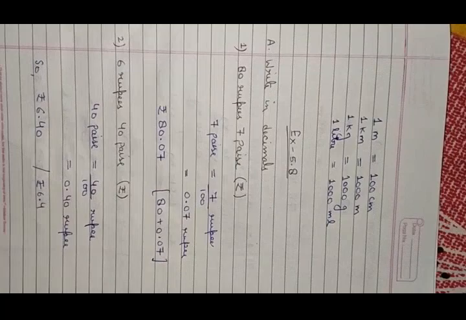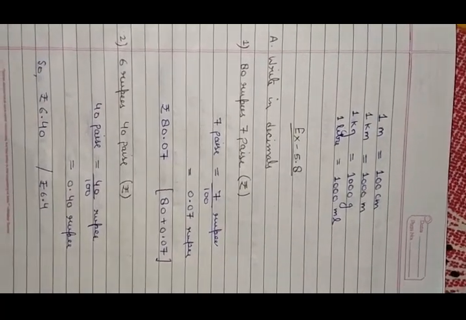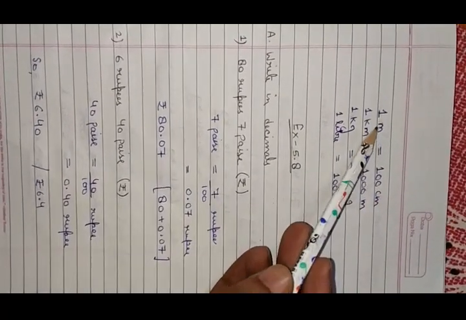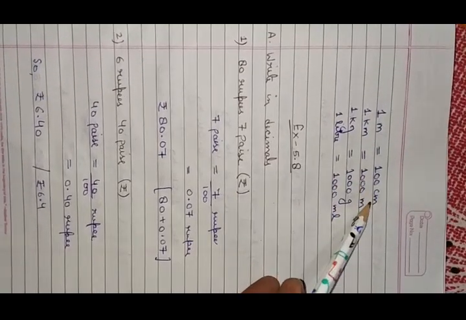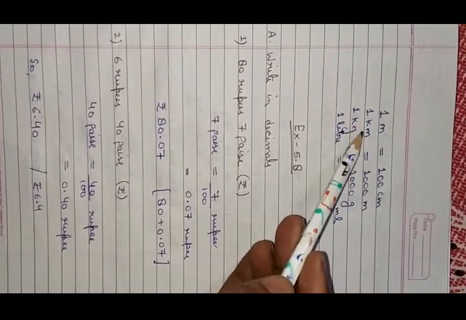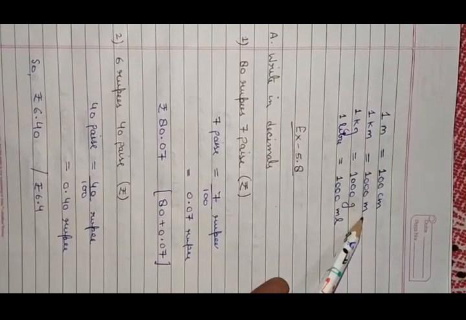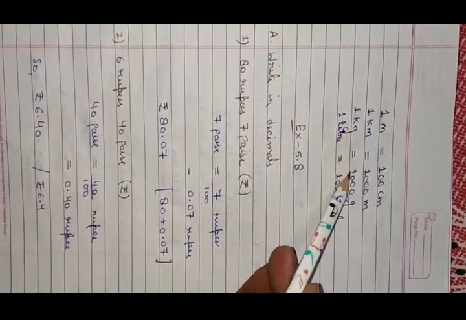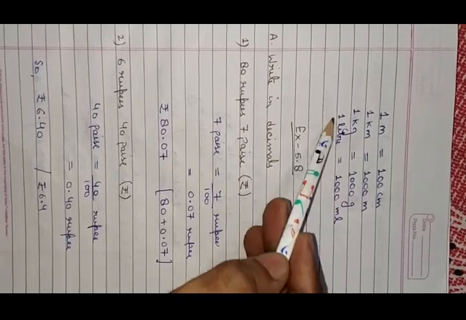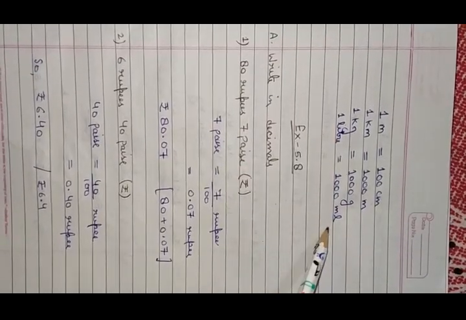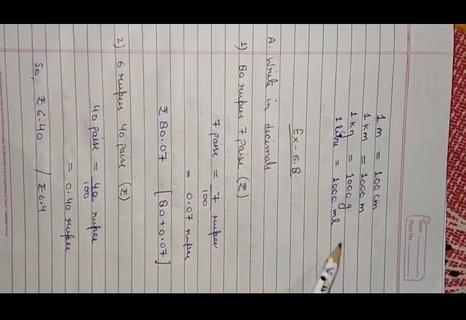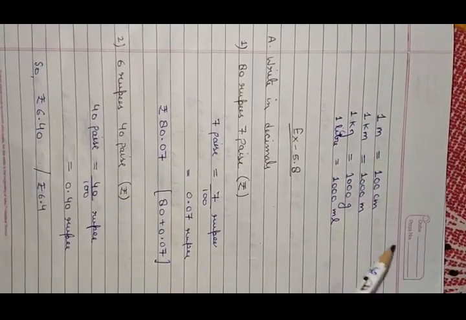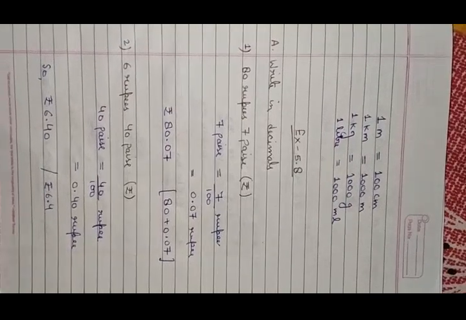Now use of decimals in applications. First we have to know some measurements. 1 meter is equal to 100 centimeters. 1 kilometer is equal to 1000 meters. 1 kilogram is equal to 1000 grams, and 1 liter is equal to 1000 milliliters. Okay, we must know these conversions before starting exercise 5.8.